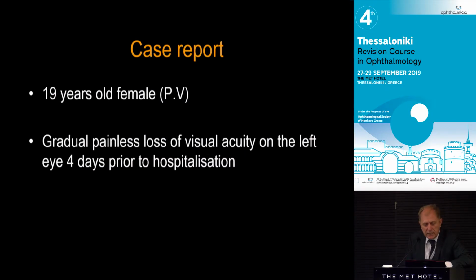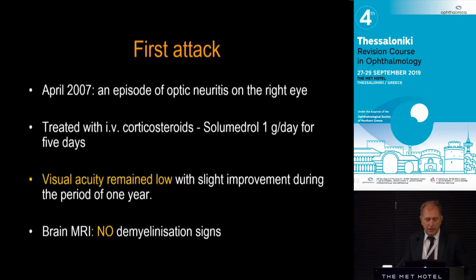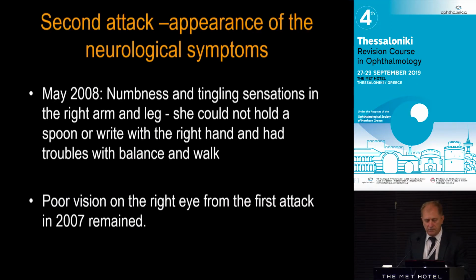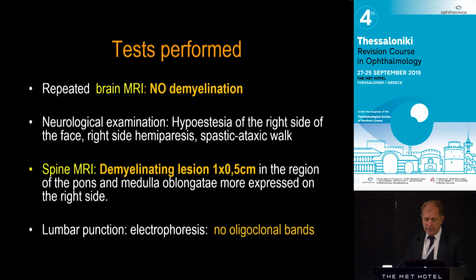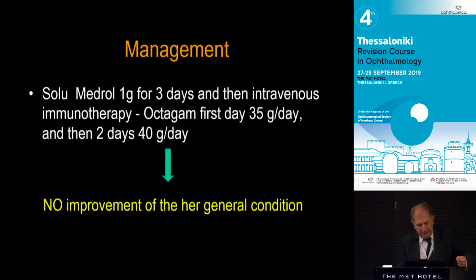So this is one case of a 19-year-old female who got gradual painless loss of visual acuity in the left eye 4 days prior to hospitalization. After her first attack, her vision remained low despite aggressive treatment. A second attack also appeared, which affected her leg and posture. All these tests were performed, and the brain MRI is normal, because in NMO you usually have a normal brain MRI. You should do a spine MRI, which usually shows the lesions.